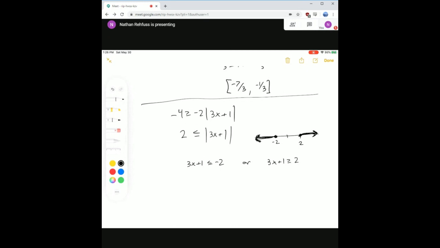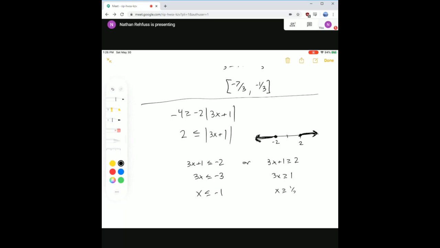So then I subtract 1 from both sides and divide both sides by 3. Same thing on the right. I subtract 1 from both sides and then divide both sides by 3.